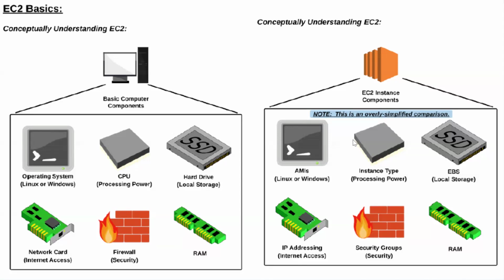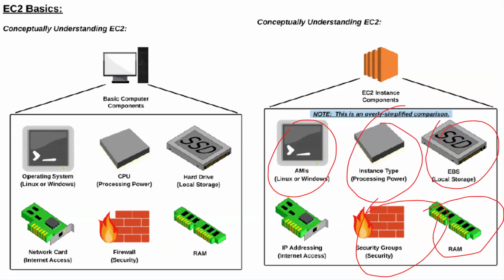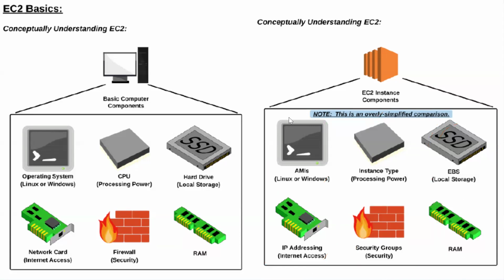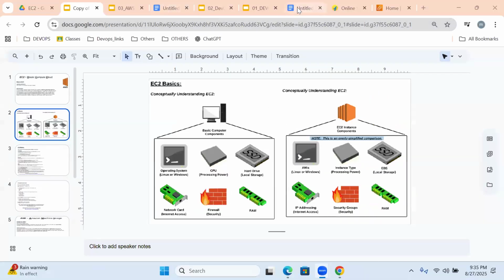The same components we are going to be using: AMI, instance type, EBS, RAM, security group, IP address. These are all the components we are going to use while creating a server. Shall we try to create a server with these components?